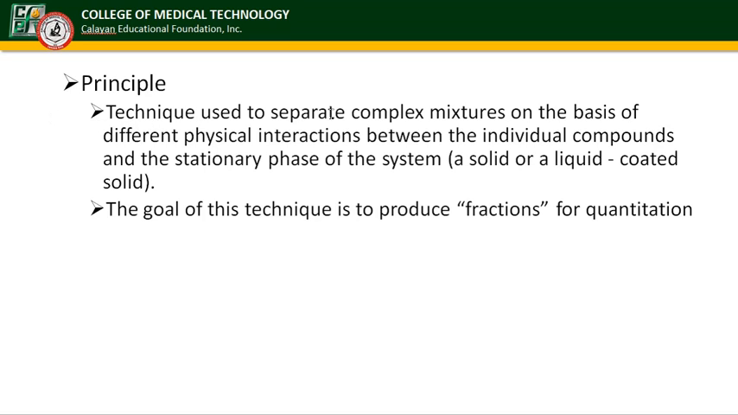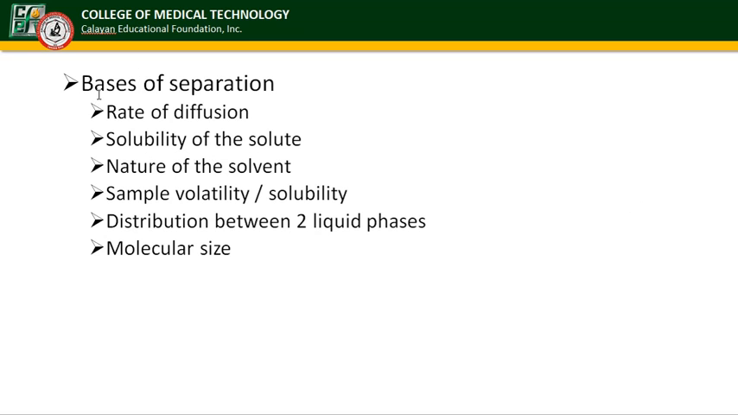So, techniques used in separating complex mixtures on the basis of different physical interactions between individual compounds in the stationary phase. Malimit pinaghihiwalay dito yung stationary tsaka yung mobile phase natin. The goal of this technique is to produce fractions for quantitation. Pagkakahiwa-hiwalay lang din para makita natin yung magkakaiba or yung magkakahiwalay na molecules ng sample. The basis of separation can be rate of diffusion, solubility of the solute, nature of the solvent, sample volatility or solubility, distribution between two phases, and the molecular size.